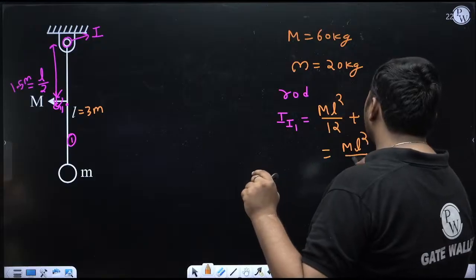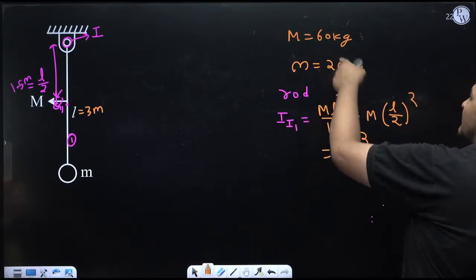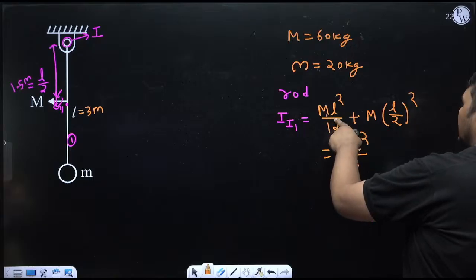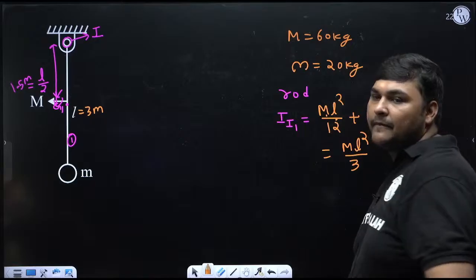But you don't necessarily need to simplify this. Since it is a numerical, just put in the values. Capital M is 60, L is 3 meters, and L by 2 distance I already calculated as 1.5 meters. Just put them in and you can calculate.